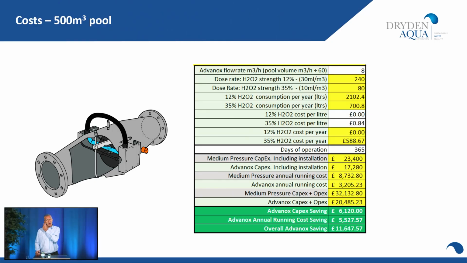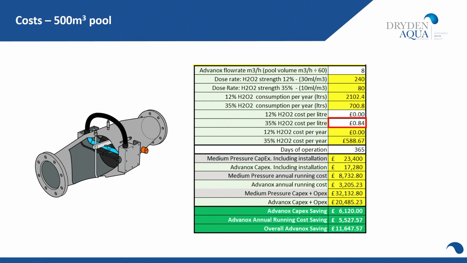8 cubic meters an hour of flow through the Advanox, so the dose rate of the 2 different strengths that are available on the commercial pool market in the UK is a 12% strength. That would be 240 millilitres per hour, compared to 80 millilitres of the 35% strength hydrogen peroxide. So over a year, that equates to 2,102 litres of the weaker solution compared to 700 litres of the stronger solution.